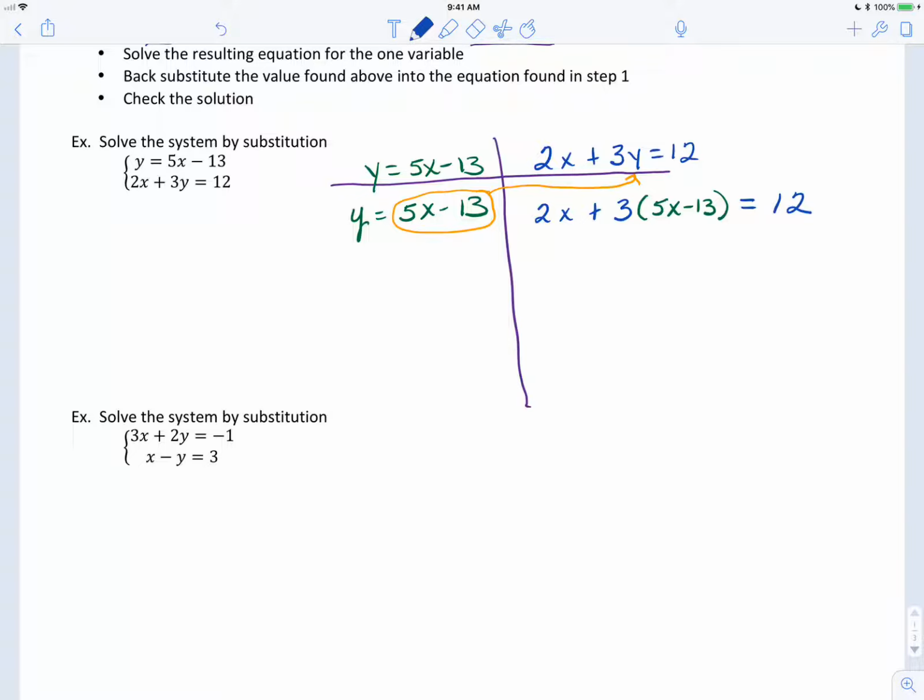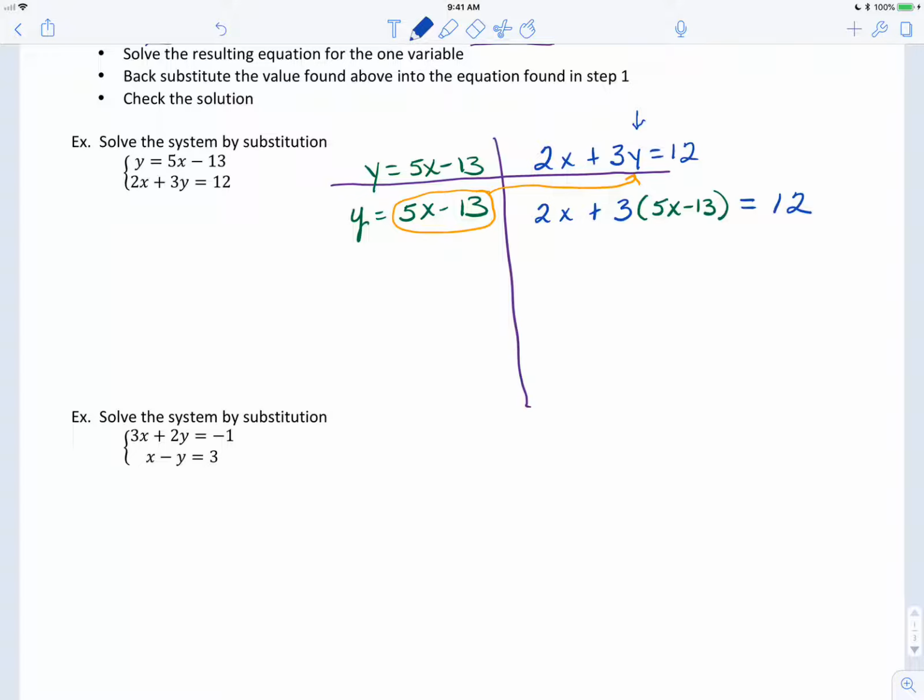So you see how all we did was stick that 5x minus 13 in for the y variable in this other equation. And it doesn't matter which variable you solve for. Again, you're just looking for the easiest variable to solve for. So when we're using substitution, it's the easiest way as long as one of the variables is a single variable, like it doesn't have a coefficient in front of it.